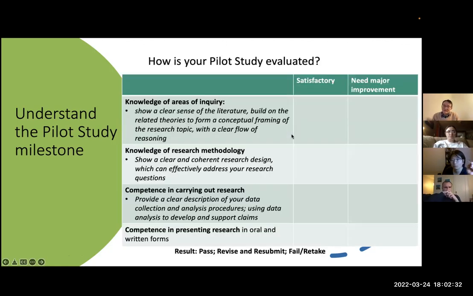And then how is your pilot study evaluated? This is the basic rubric provided in the doctoral handbook, not in a particular format, but basically these 4 criteria. Based on your paper and your oral presentation, we want to see, 1, do you have adequate or solid knowledge about the area of inquiry that you're researching? A particular research topic, a research field. Show a clear sense of the literature, build on the related theories, and formulate a conceptual framing of your research topic.